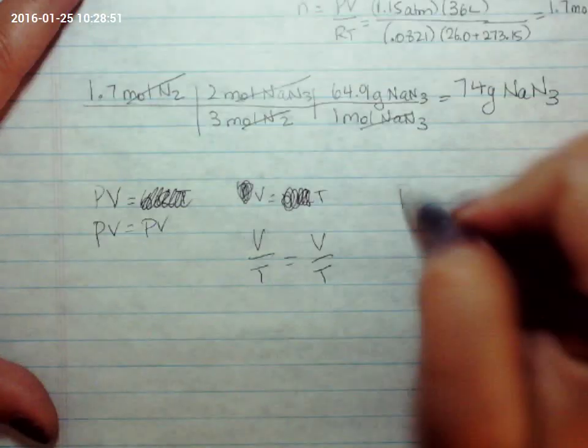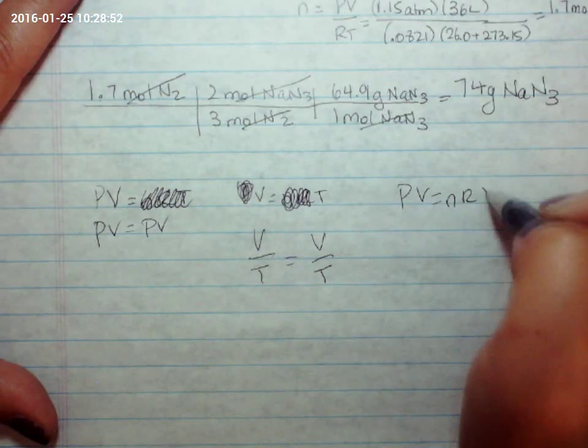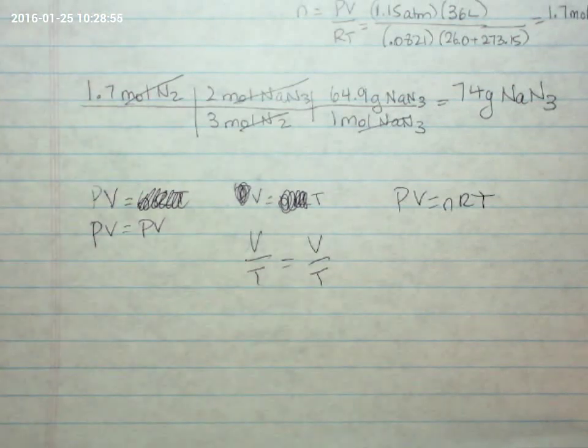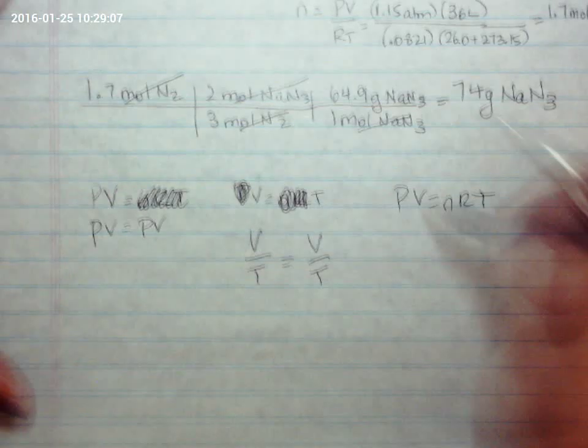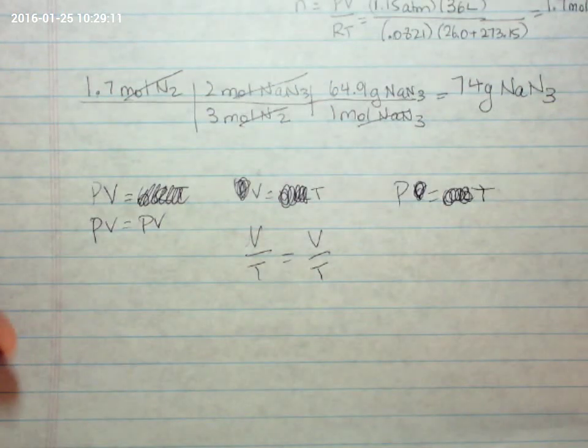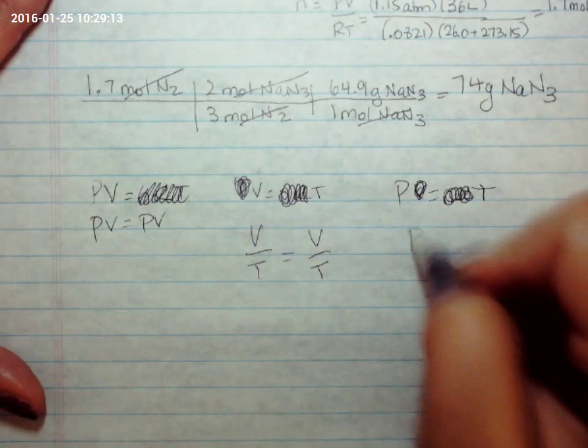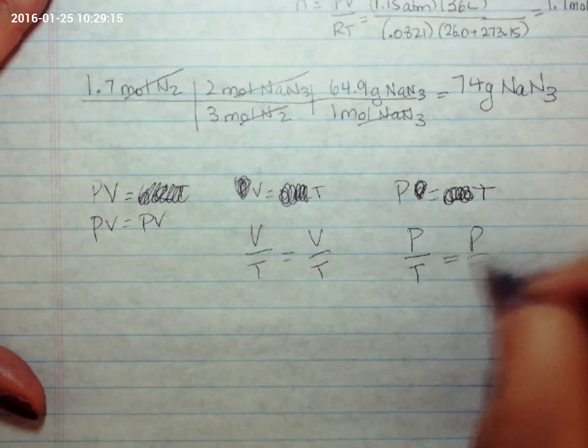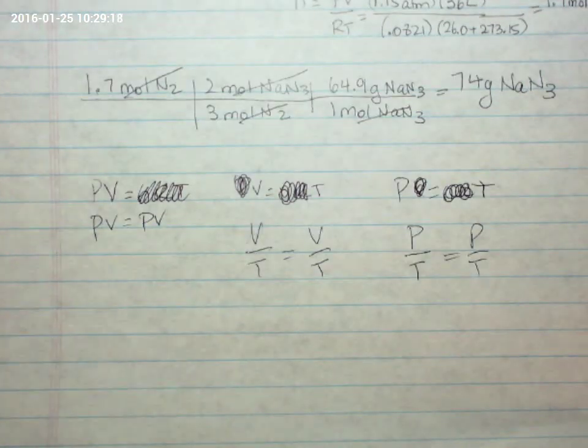Next one. What if a word problem gave me P and T, pressure and temperature? 2 pressures and 1 temperature, or 2 temperatures and 1 pressure. And that's all I wanted to focus on. How do you get both of those variables to the left? Divide by P and by T. Make it reflexive. P over T equals P over T. That's Gay-Lussac's law.